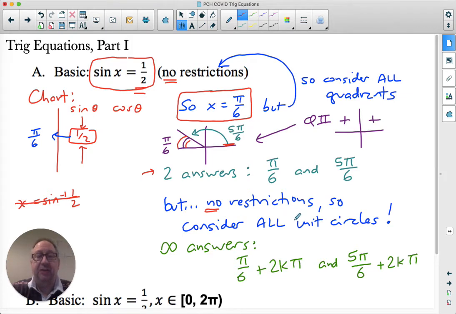The easiest way to do that is just recognize that if you have any answer at all, if you add 2 pi to it, you get the same trig values. If you subtract 2 pi from it, same trig values. So if we simply take an answer we have, like pi over 6, and do a plus 2k pi, where k represents an integer, then this gets us all circles going forward, backward, left, right, all of them. And 5 pi over 6 plus 2k pi, there's all infinite answers.